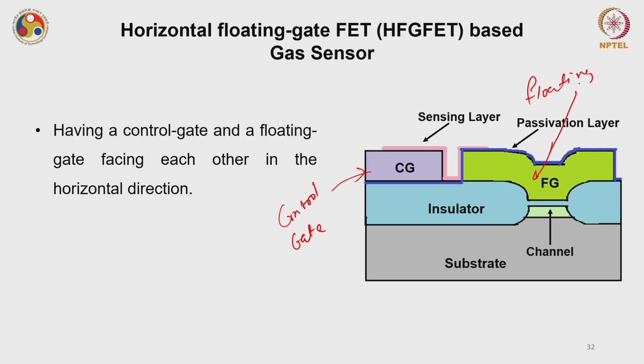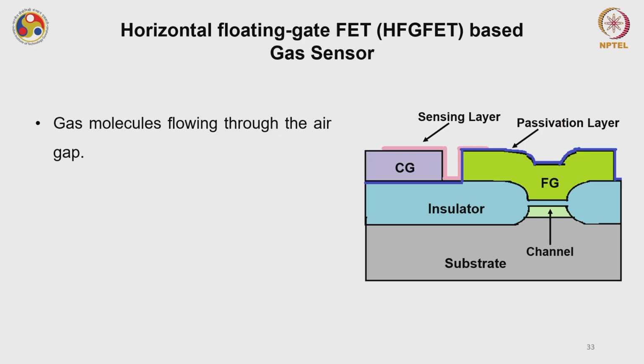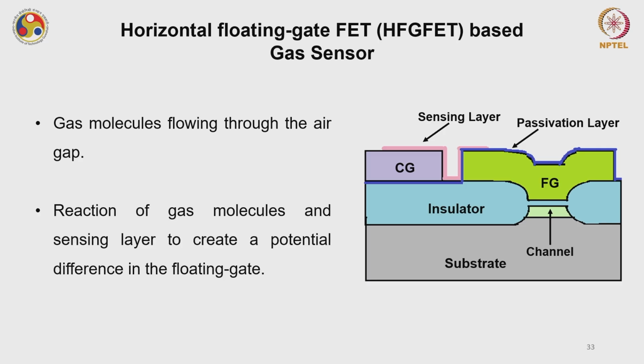Okay, and they face each other in a horizontal direction, and the sensing layer is covering both the area, the control gate as well as the floating gate. Okay, gas molecules flowing through this air gap. Okay, reaction of the gas molecules and the sensing layer. Of course, the gas molecules are interacting with the sensing layer here.